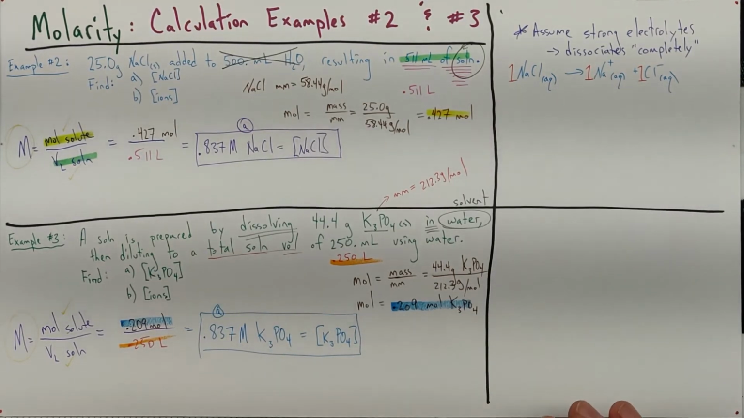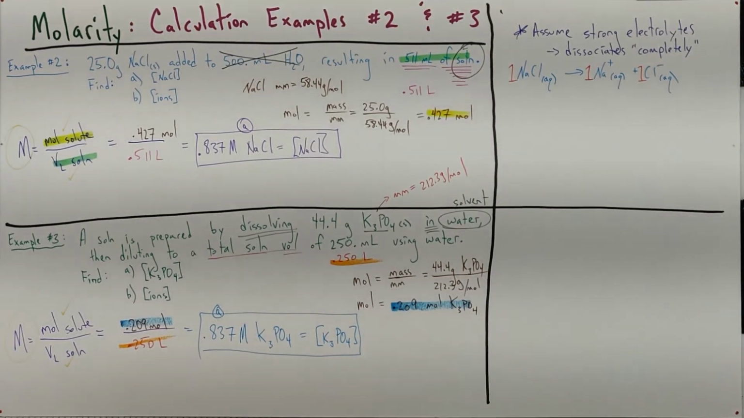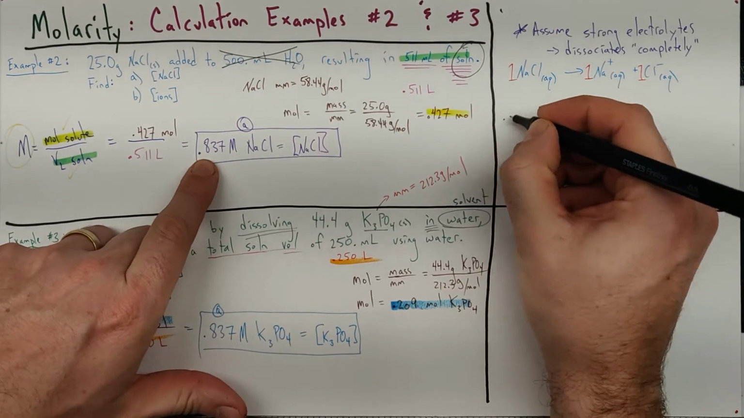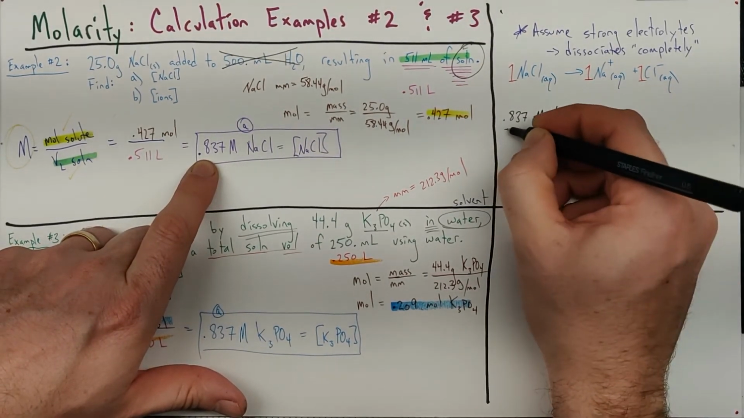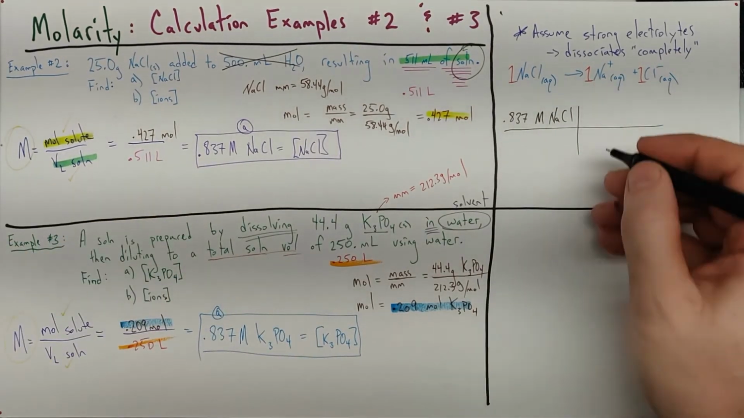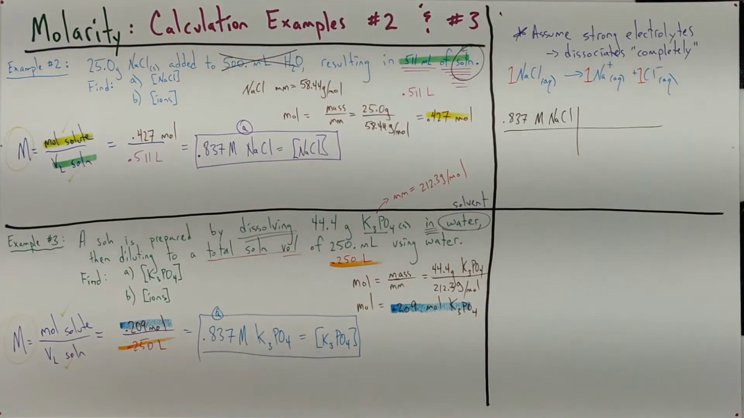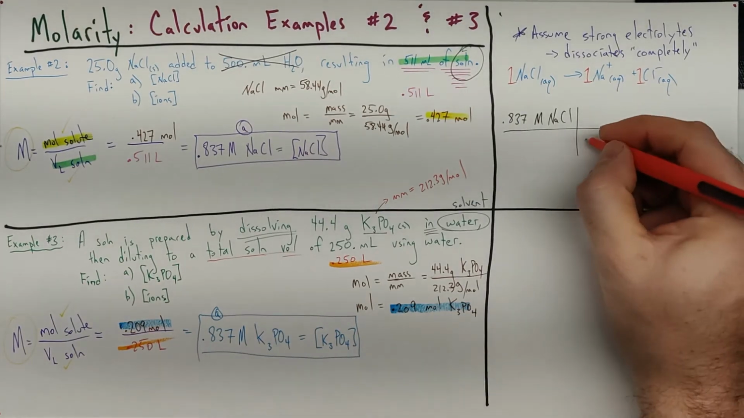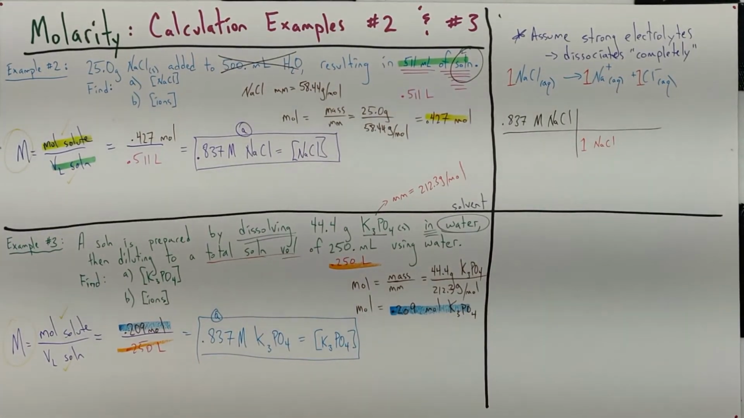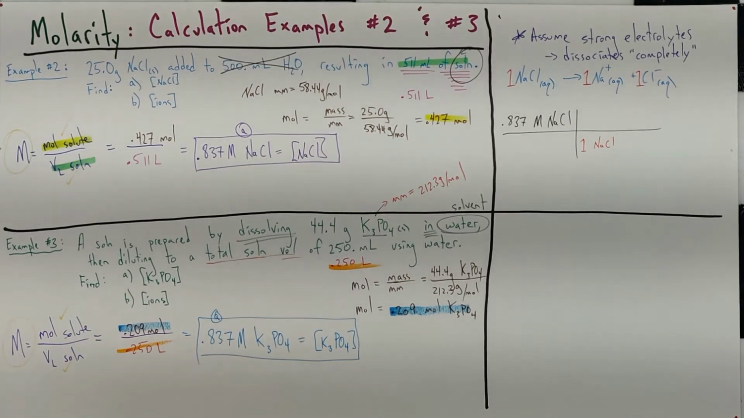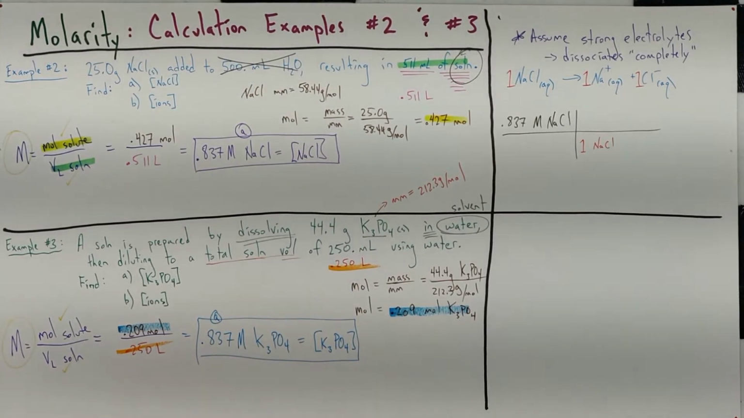I'm going to do some dimensional analysis over here. Start with what you're given. 0.837 molar NaCl. I want to find out about those ions, and I know that for every one NaCl, I've got one Na and one Cl. And my colors are kind of going out the window here.